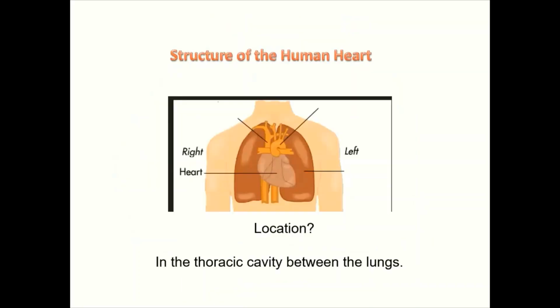And where is the heart located? The heart is located in the thoracic cavity. When you say thoracic cavity, meaning the space in your chest or your thorax. The space between your chest and your back is called thoracic cavity. So the heart is located in the thoracic cavity between the lungs. This is the apex of the heart. And this one is the base of the heart. So the apex is at the left side of the chest.